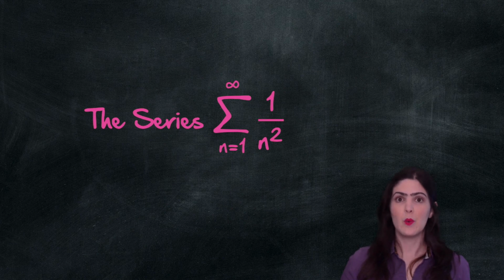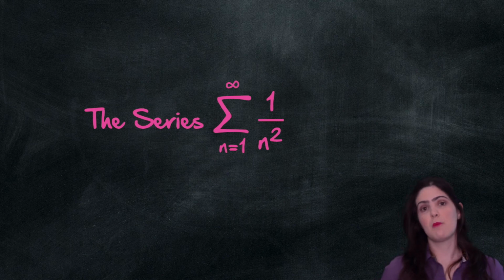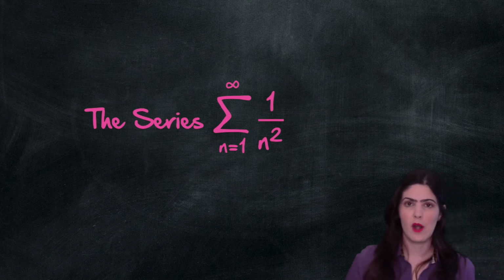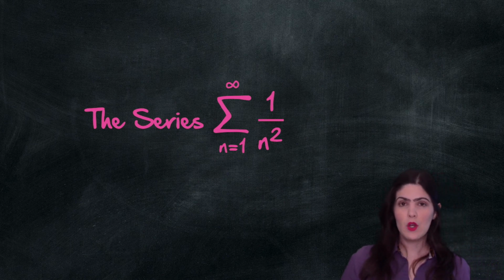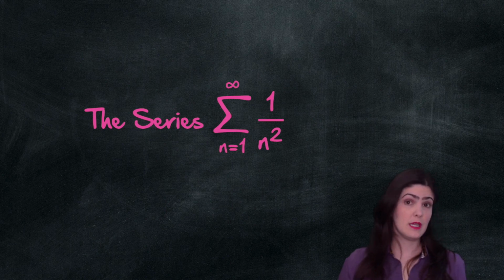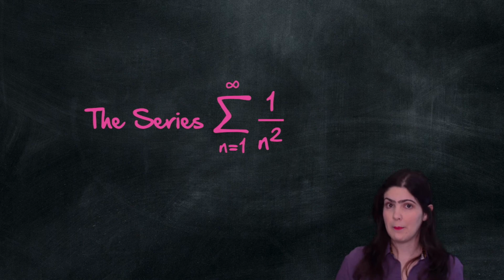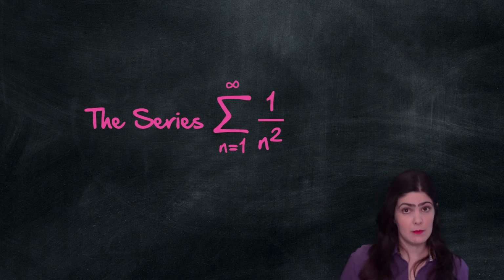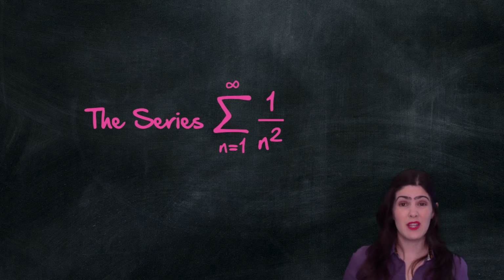In the previous video, we studied the harmonic series, which is a series given by the sum from n equals 1 to infinity of 1 over n. In this video, we're going to take a look at this other one, which is the sum from n equals 1 to infinity of 1 over n squared. It looks very, very similar. So we're wondering whether this one is convergent or divergent.